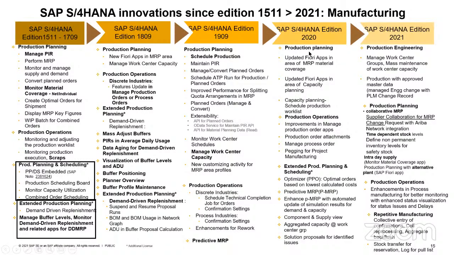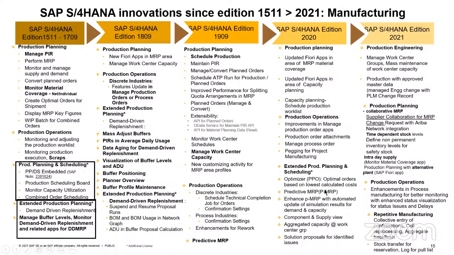So you can also see here that as a part of the 2020 edition, we also saw some good additions, from the addition of apps in the material coverage. We also see some production operation improvement by addition of production order functionality like attachment services. We also have very good user-intuitive apps which got added into the space of process industries, and addition of pegging for project manufacturing.